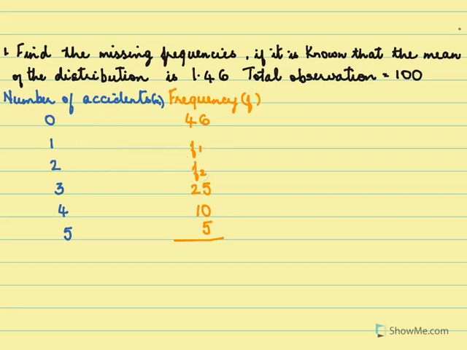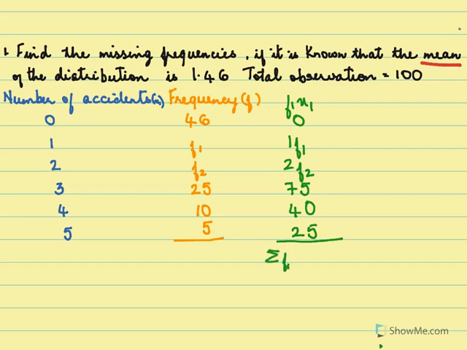So here we are dealing with, remember, mean. And for mean, we find Fi Xi. So 0 into 46 is 0, 1 into F1 is 1 F1, 2 into F2 is 2 F2, 3 into 25, 75, 4 into 10, 40, 5 into 5, 25. And then we find the total of Fi Xi. So summation or sigma Fi Xi, you add up all and you get 140 plus F1 plus 2 F2.